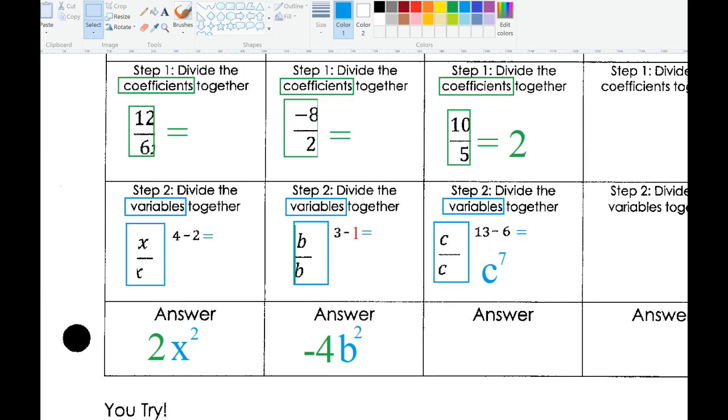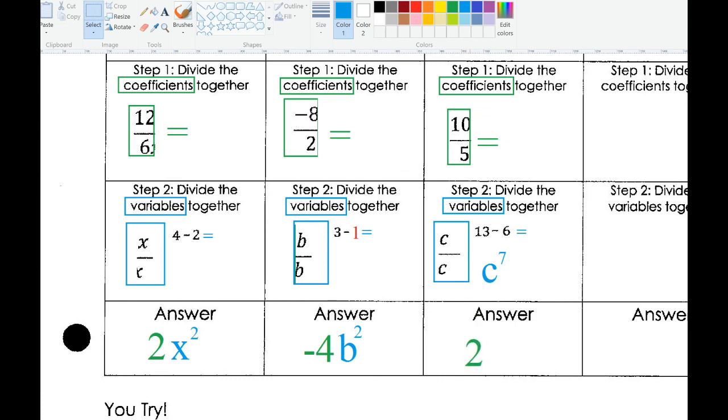Use your order of operations, use your steps, use your tools, do everything the right way. Trust the process, you'll end up with the answer.